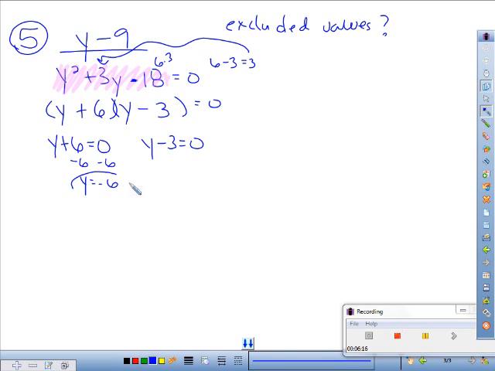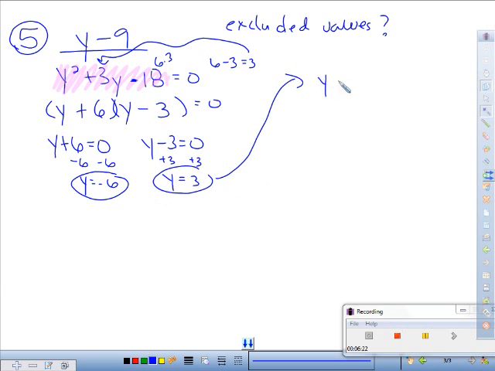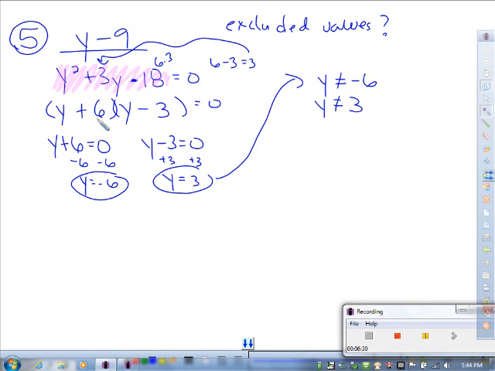It can't be negative 6, and it can't be 3. I'm going to come over here and go, y cannot be negative 6, and y cannot be 3. That's just the exclusion. We're going to build on that. We're going to simplify this.